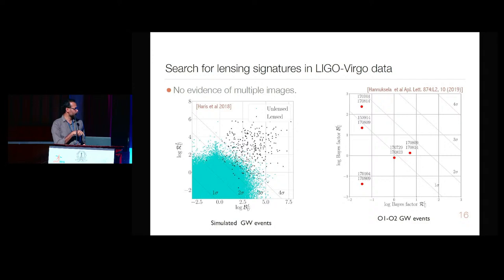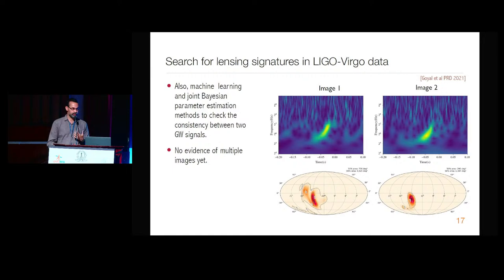Here is a simulation that shows the likelihood ratio based on the shape of the signal, and the likelihood ratio based on the distribution of time delays. The real lensed signals are the black ones, and the unlensed signals are these green ones. So they live in two different parts of this parameter space. And one could look at the data and see if we have any significant evidence for lensed gravitational waves in the data. So far, we do not see any significant lensed events.